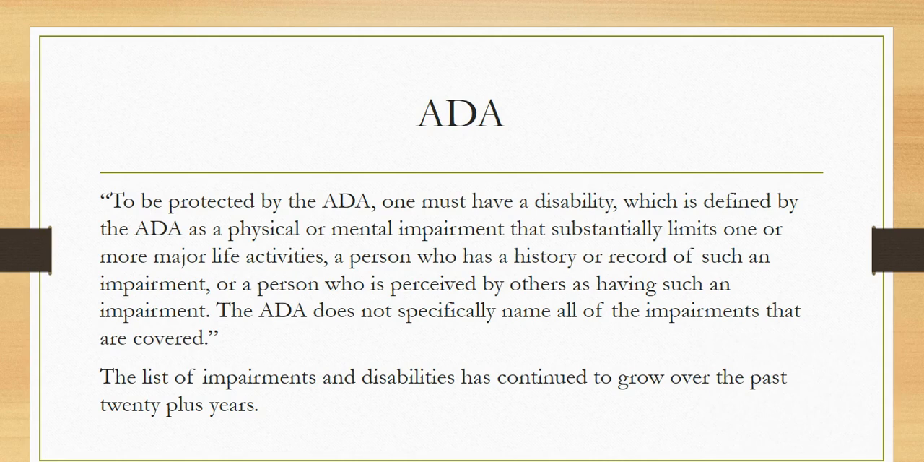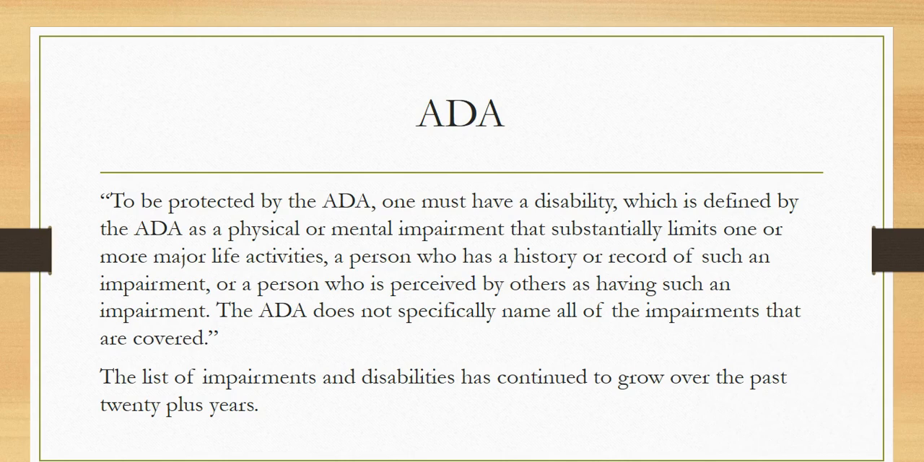If you want protection under the ADA, you must have a disability. That makes sense. It's defined by the ADA as a physical or mental impairment that substantially limits one or more major life activities. Is a person who has a history or record of such an impairment, or a person who is perceived by others as having an impairment.